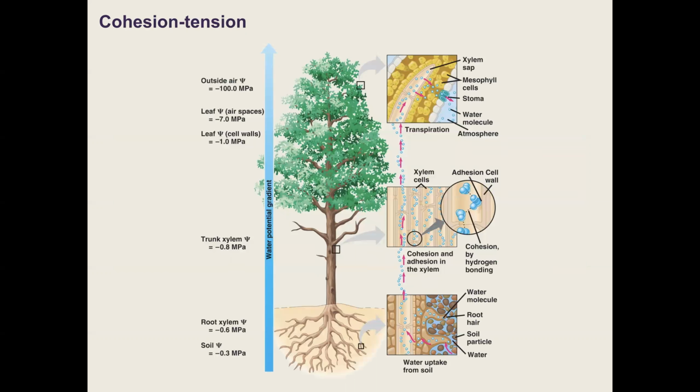So roots generate their own pressure, but really the bulk of movement, especially in larger plants, comes from water actually being pulled up from the leaves. And so this altogether is known as cohesion tension, or the cohesion tension theory of water movement in plants. And we've seen cohesion. Cohesion is water molecules sticking to each other. And the idea is that basically there's a continuous chain or stream of water molecules from the roots all the way up to the leaves.